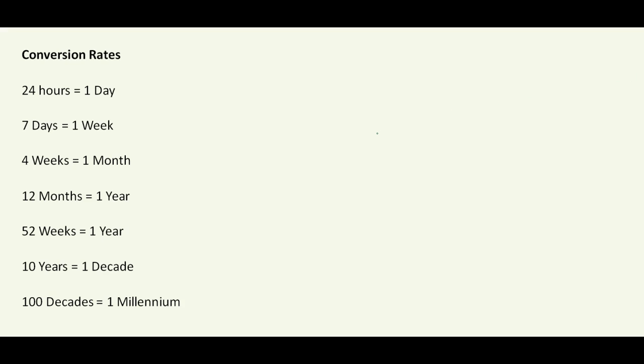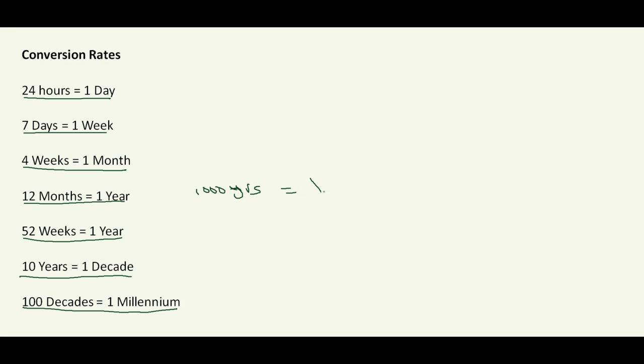So our conversion rates are as follows. We have 24 hours in a day. We have 7 days in a week. We have 4 weeks in a month, 12 months in a year. We also have 52 weeks in a year. And we have 10 years in a decade and 100 decades in a millennium. We also have 1,000 years in 1 millennium. That's something to note.